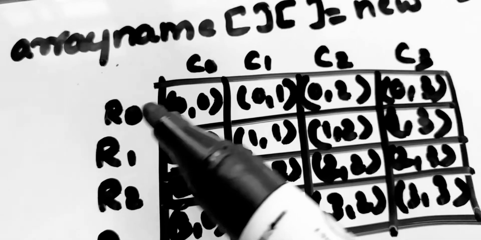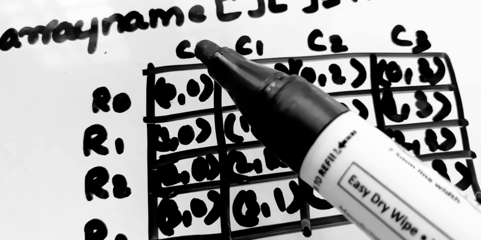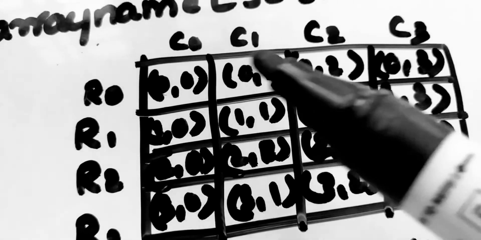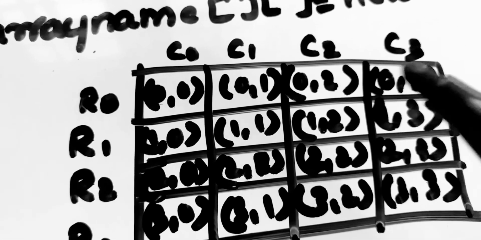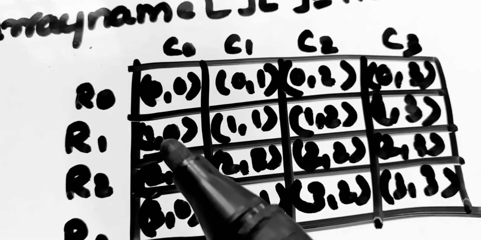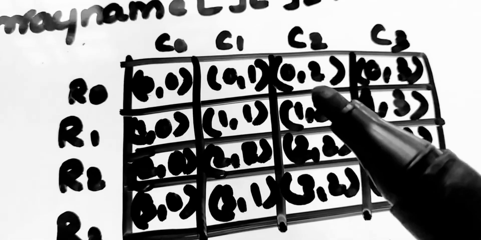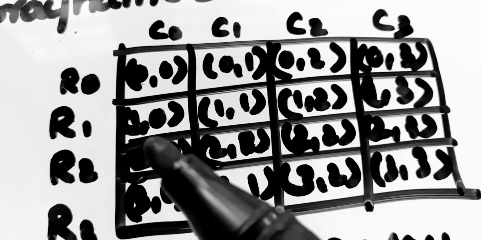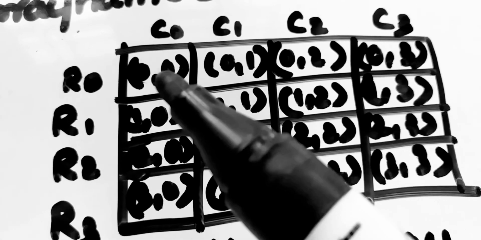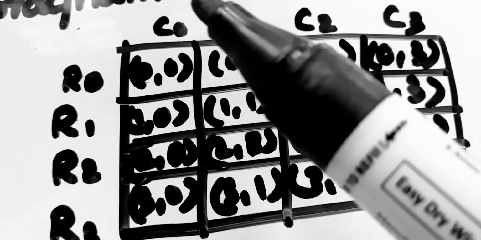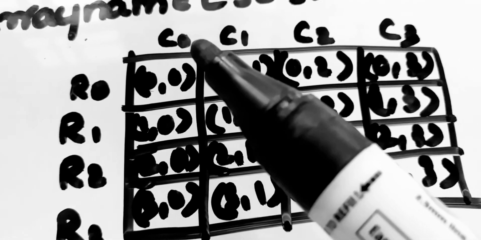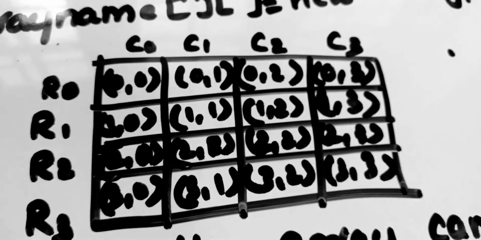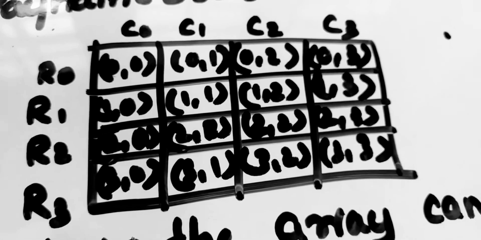Since this row is 0 and this is C0, the address of the first cell is 0, 0. The second one is 0, 1, 0, 2, 0, 3. Like that. For the second row, the addresses are 1, 0, 1, 1, 1, 2, 1, 3. For the third row, the cell addresses go like this. Each cell is a combination of a row and a column. If you give the row value and column value, we can access the element of this array, since it is a two-dimensional array. So I hope it's clear for you.